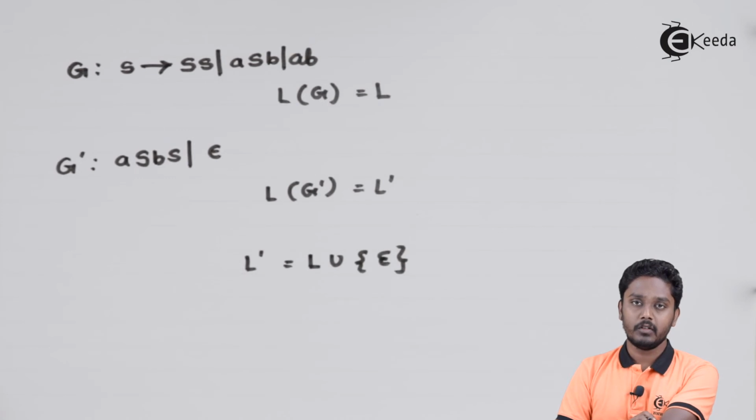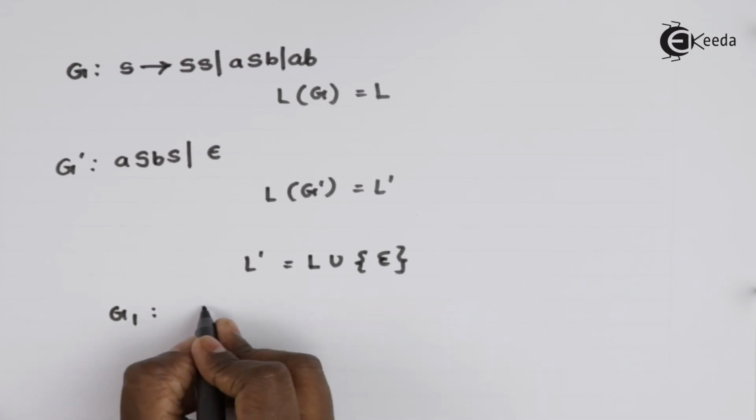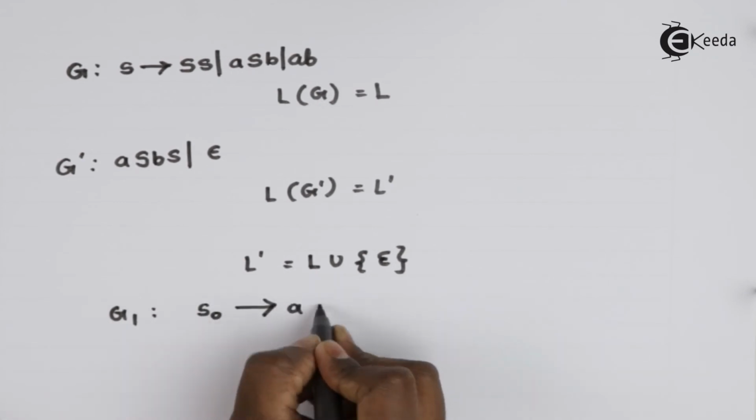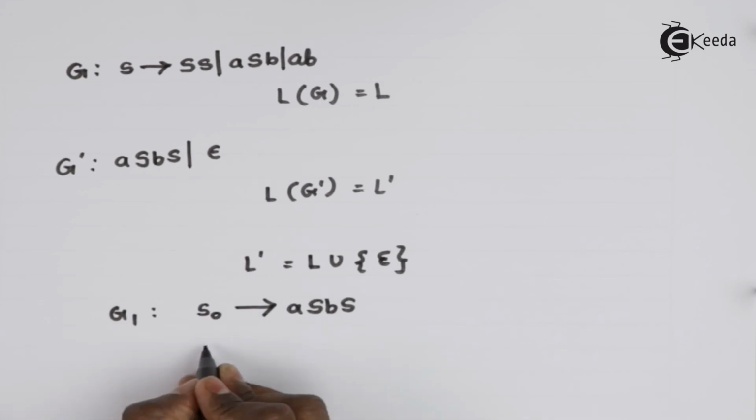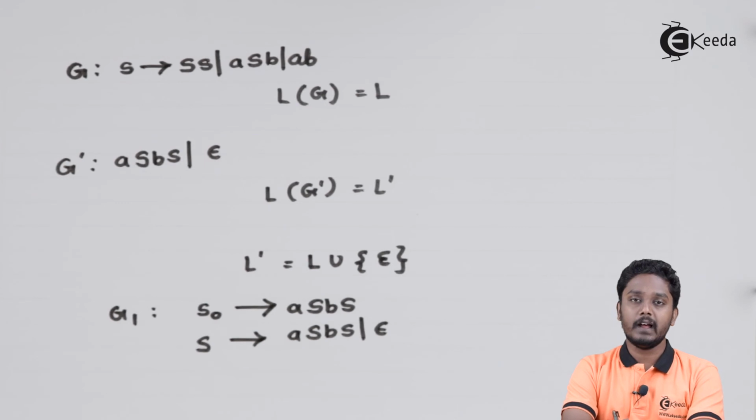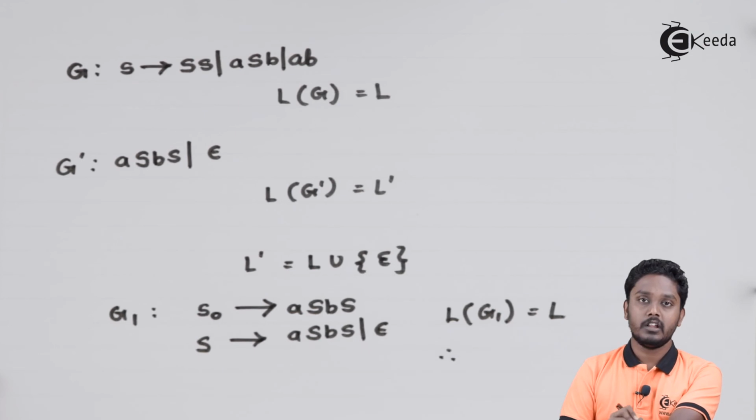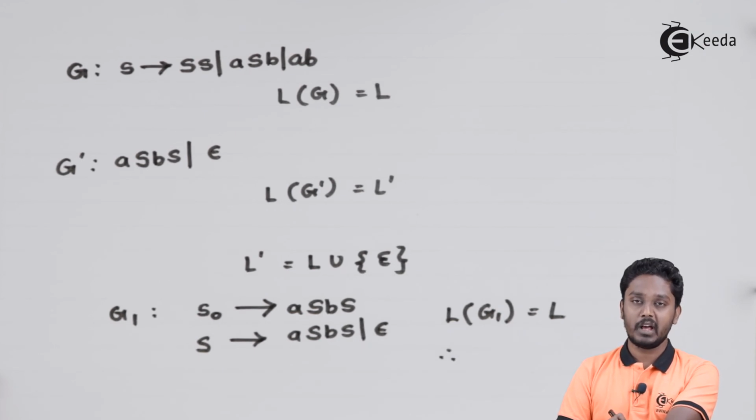We can fix this using a new grammar. Let us say the grammar we are generating is G1. Let us say the new start symbol is S0. You will see that this new grammar is generating exactly the language L, not L dash. Therefore, we have generated an equivalent grammar to the grammar G, which is actually LL(1).